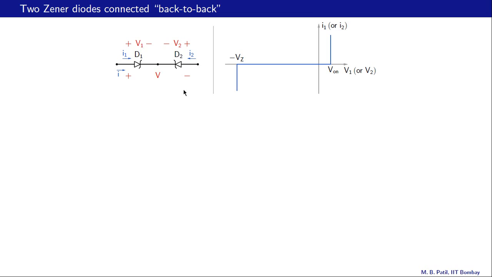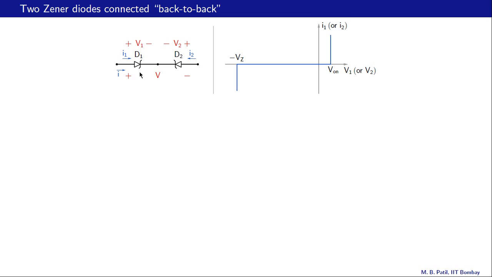Let us look at this commonly used configuration with two Zener diodes connected back to back. That is, the N of D1 is connected to the N of D2, so they are pointing in opposite directions. And we want to know what I is, the current here, as a function of the total voltage drop V shown here.